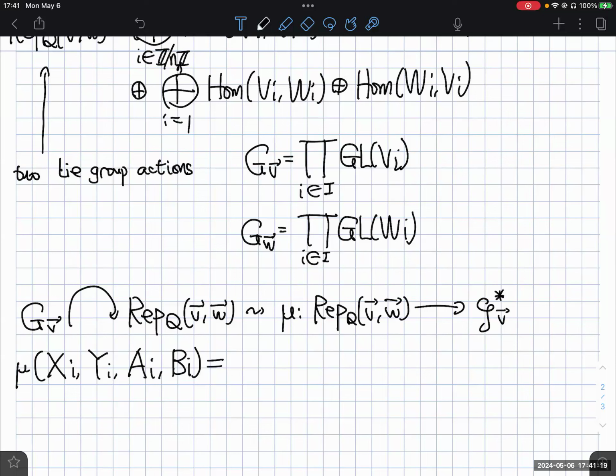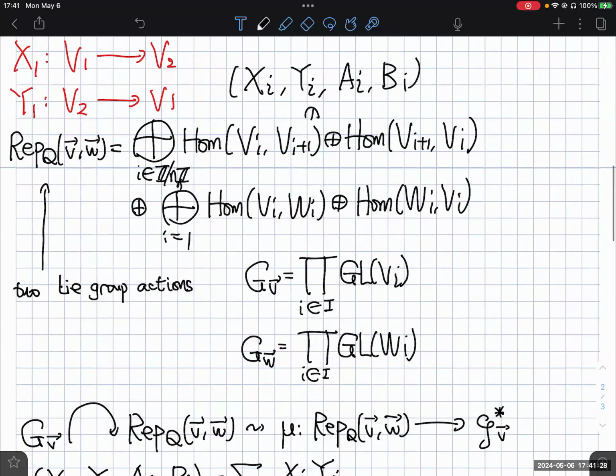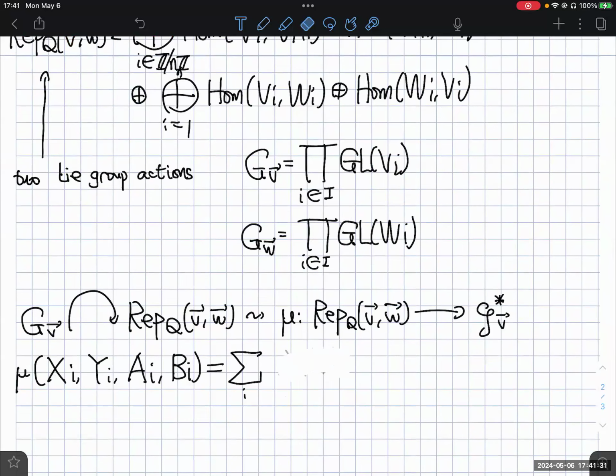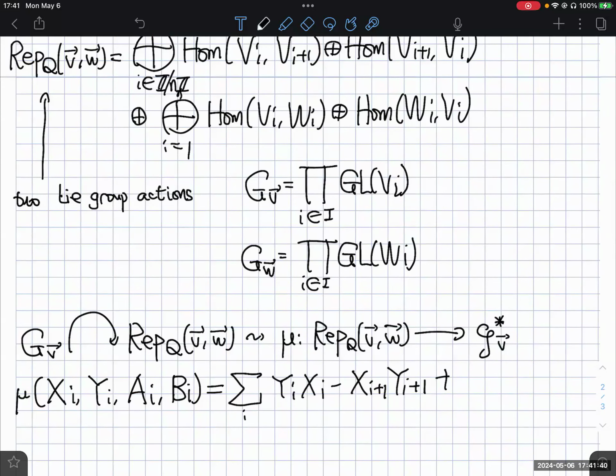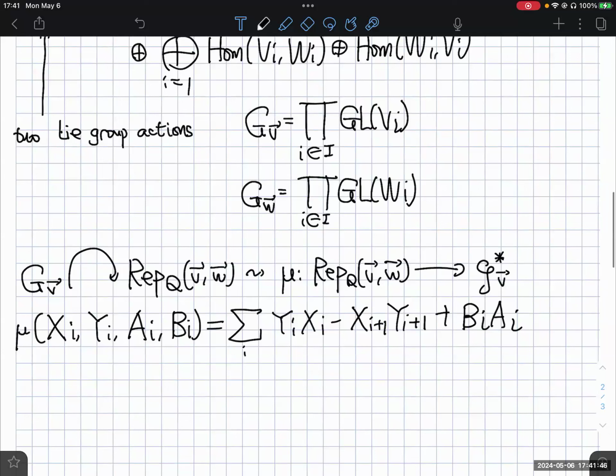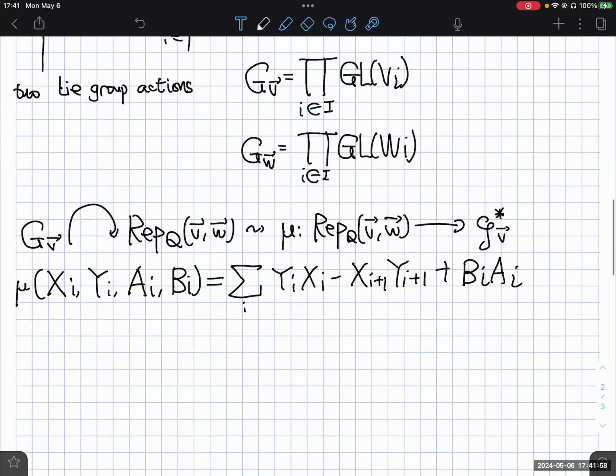It can be written as, for example, Xi, Yi. Sorry, yeah, Yi. Sorry, it's like the following: Xi minus X, Y, then plus Bi Ai. Yeah. So this is the moment map from the representation space to the dual algebra of the Lie group GV. And using this, we fix a stability condition here.